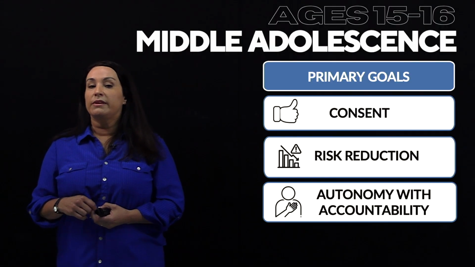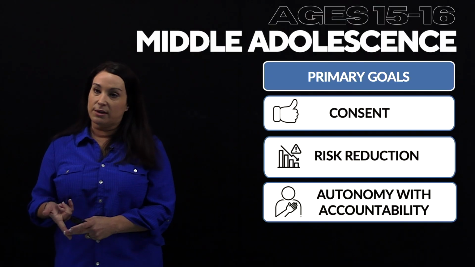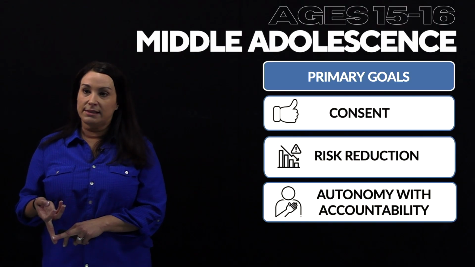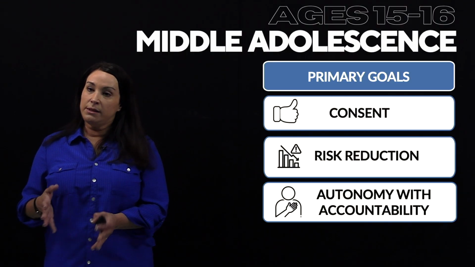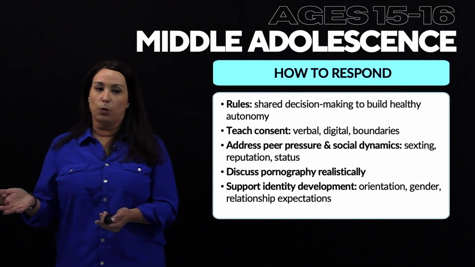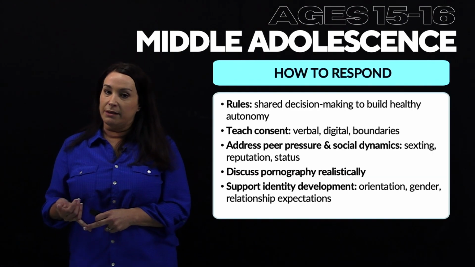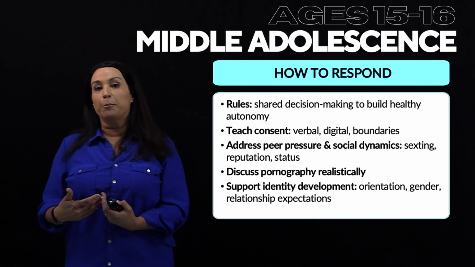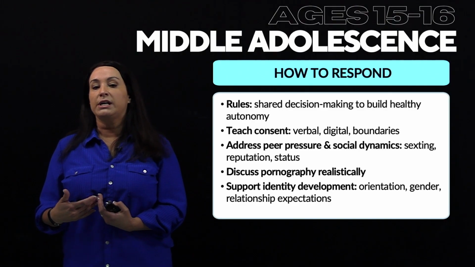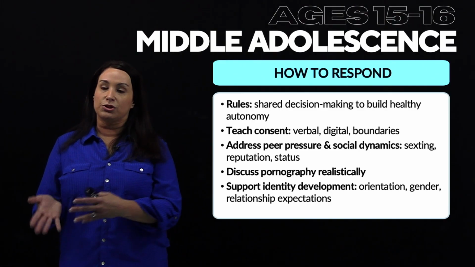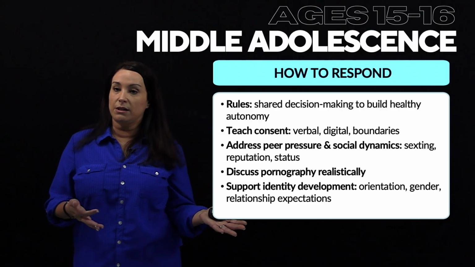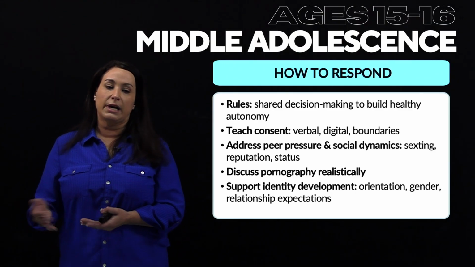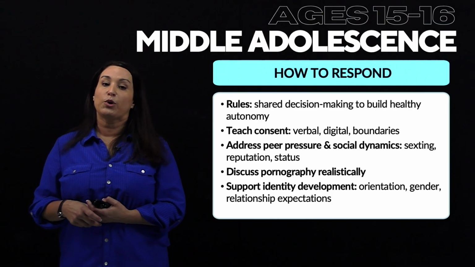The primary goals in terms of response are talking about consent and how it's ever changing, risk reduction, the risk of STDs and pregnancy, and autonomy, teaching them independence with some accountability as well. Share decision making to build healthy autonomy. What are some rules they want to have for themselves, to value themselves and feel good about themselves? Consent goes beyond verbal consent to digital consent online, respecting others' boundaries, not pressuring people to engage in behaviors, and not accepting it if someone is pressuring you.